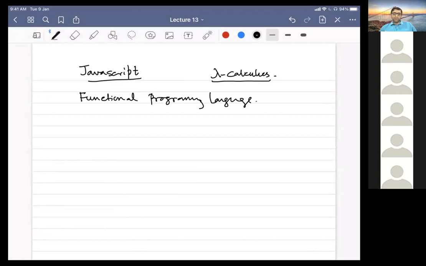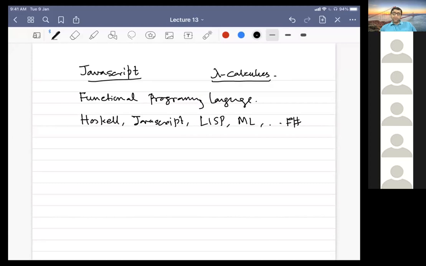If you are familiar with any functional programming language, for example, Haskell, parts of JavaScript, not completely, but parts of JavaScript, or Lisp, or ML, and there are many other functional programming languages. F-sharp is also one of the functional programming languages. So these functional programming languages have a very close relationship with lambda calculus.